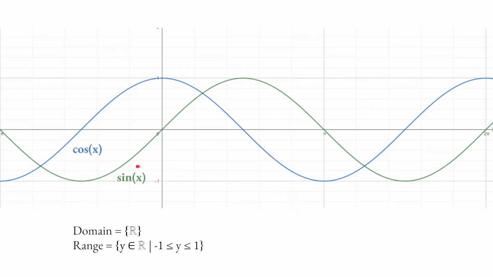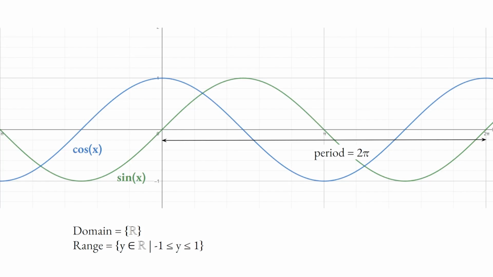Here are the trigonometric functions sine and cos. Now, as you can see, the domain for both functions is that x belongs to all real numbers. The range of both functions is that y belongs to all real numbers, but is greater than or equal to -1 and less than or equal to 1. Now, what is the period of both functions?